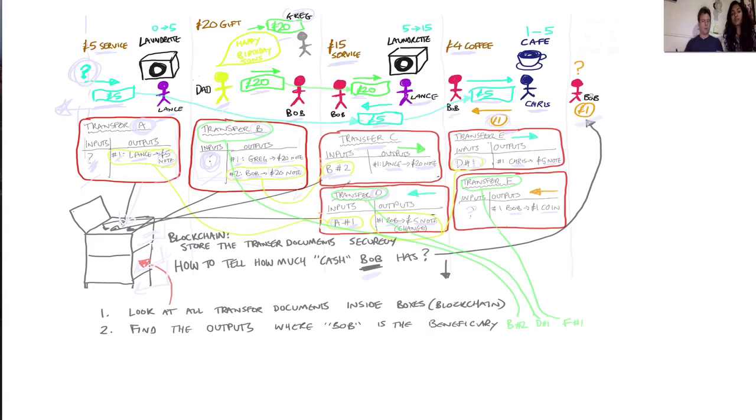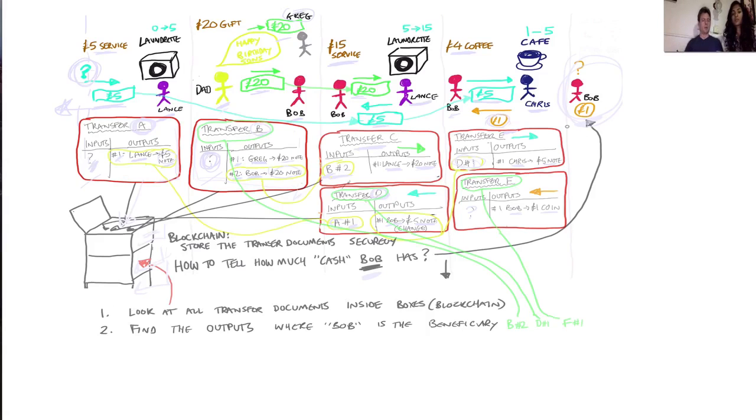We know that right now Bob has not used this £1 in any subsequent transactions. And we know that by looking in this box and pulling out all these transactions here, and we can see that this £1 output has not been spent yet. I'll go into exactly how that happens.